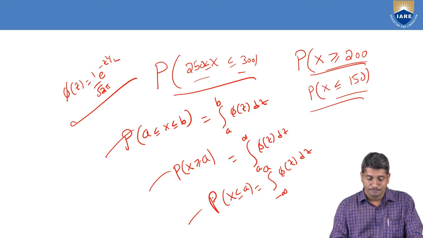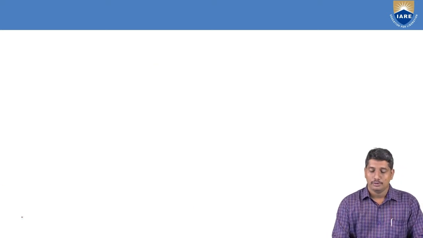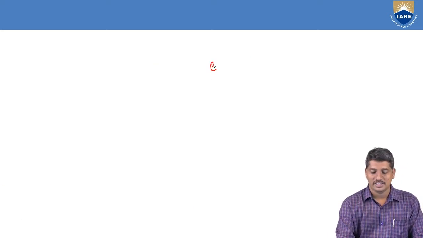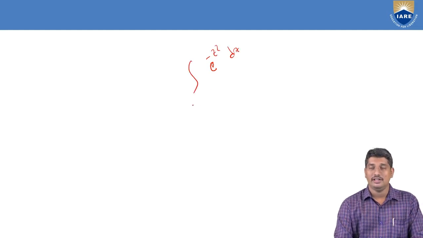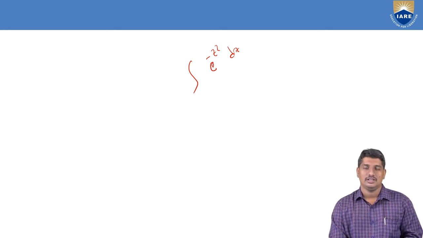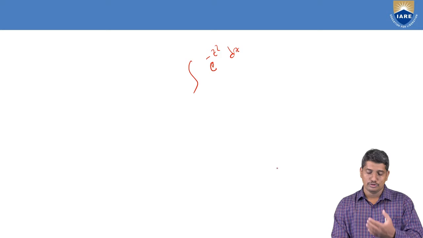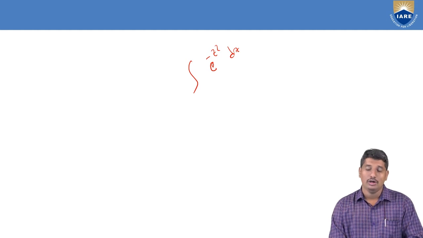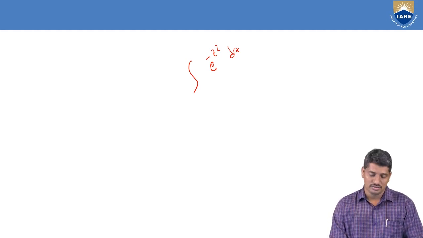Now, it is very difficult to integrate e power minus z square dz. Under any limits, it is very difficult to integrate. The integral cannot be found in closed form. So how do we find those probabilities, because the integration is not possible? We cannot integrate e power minus z square at all. How do we find the values?